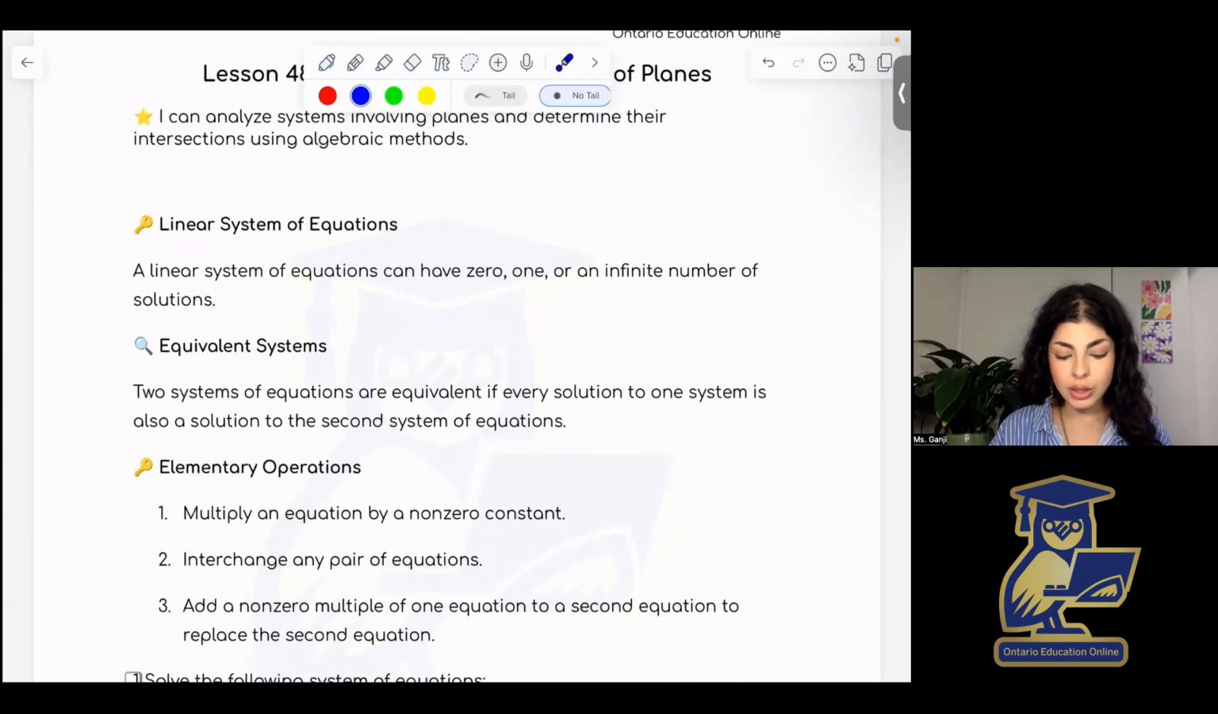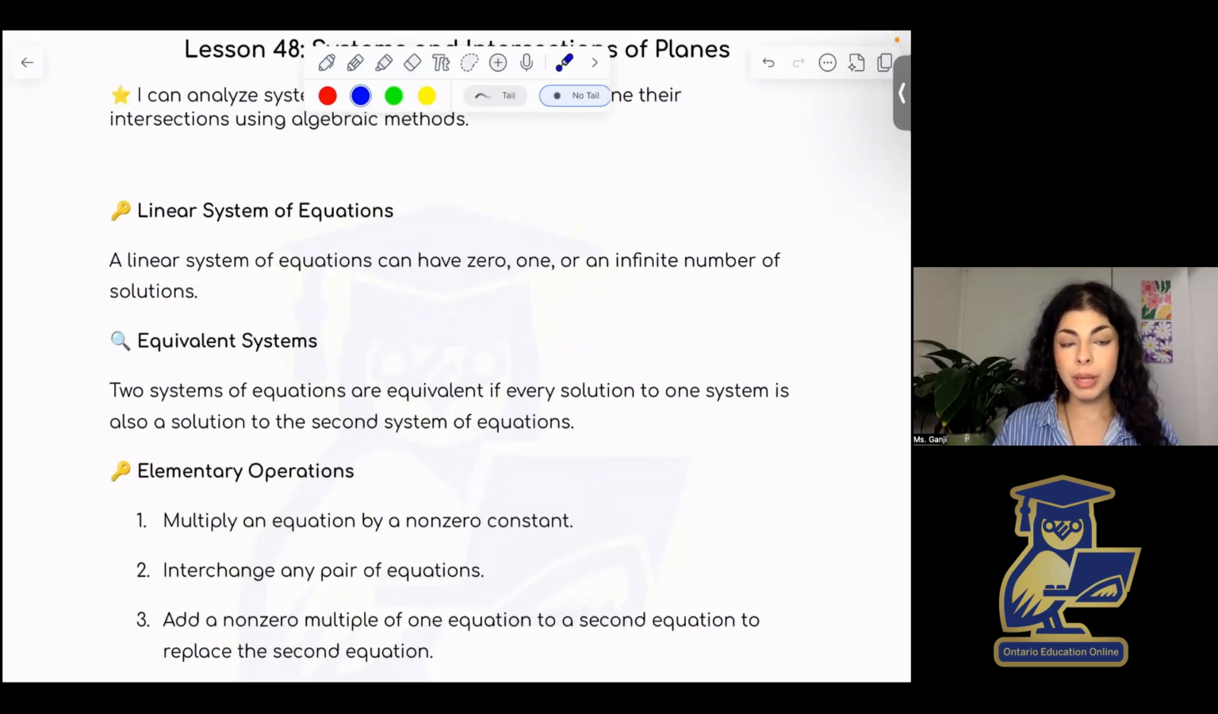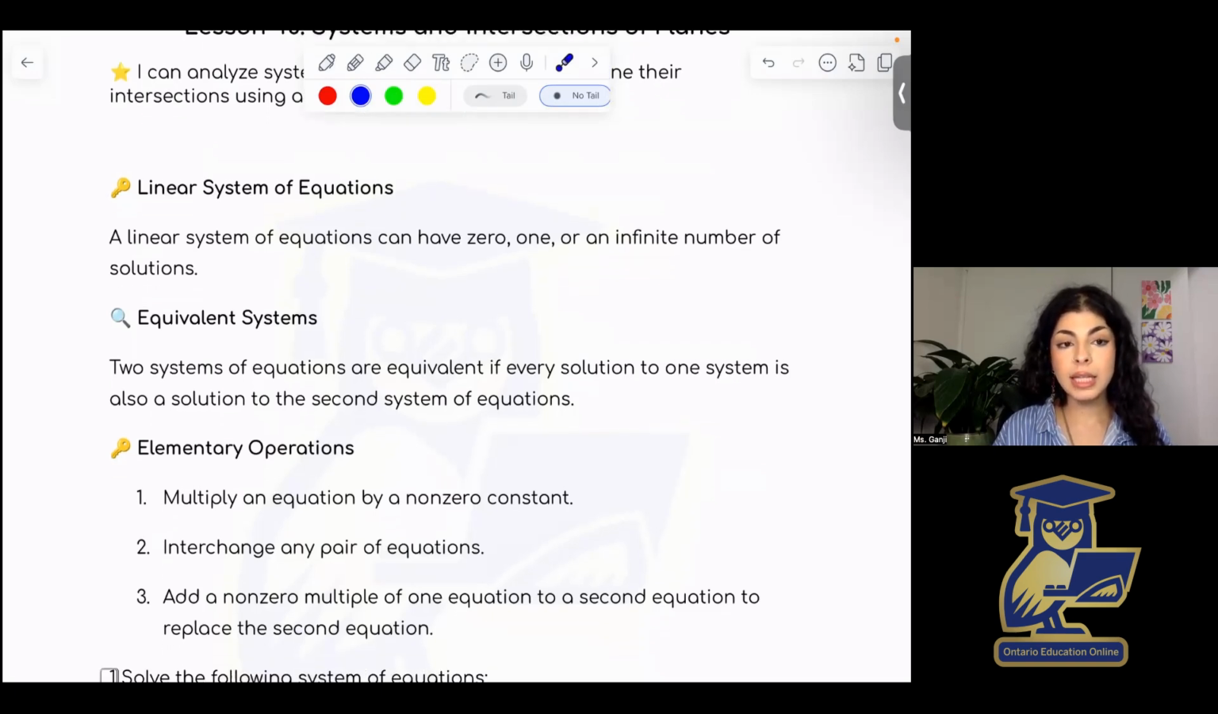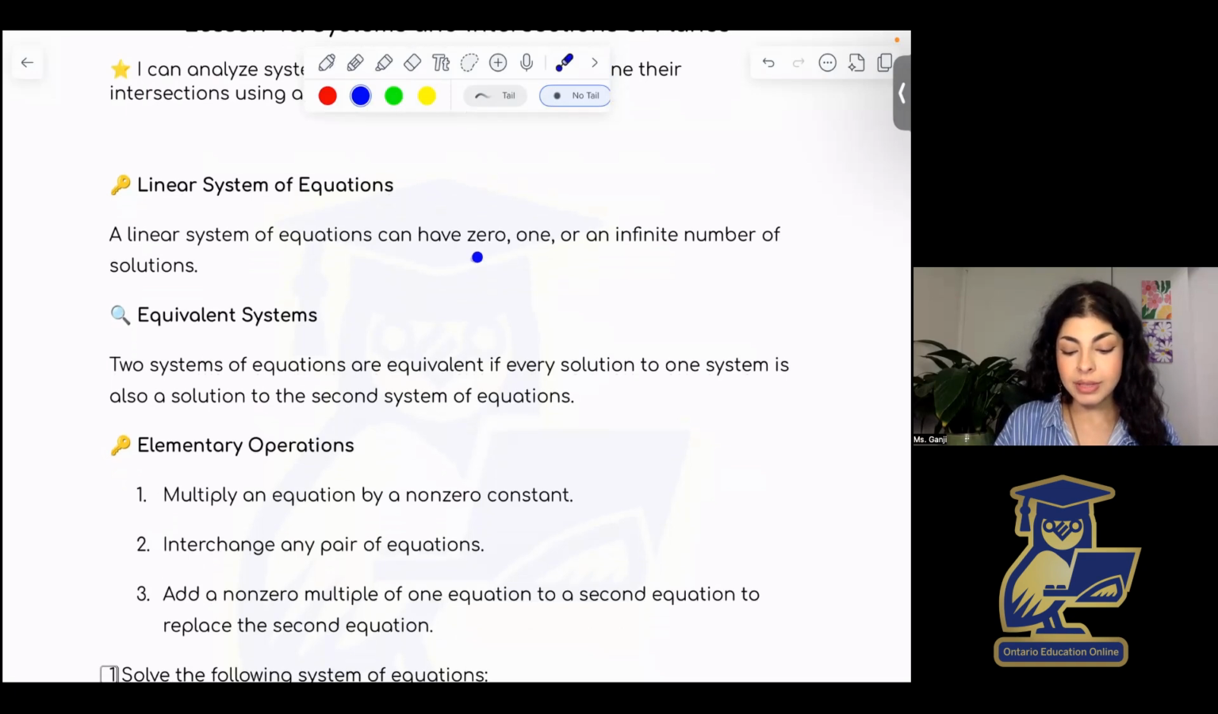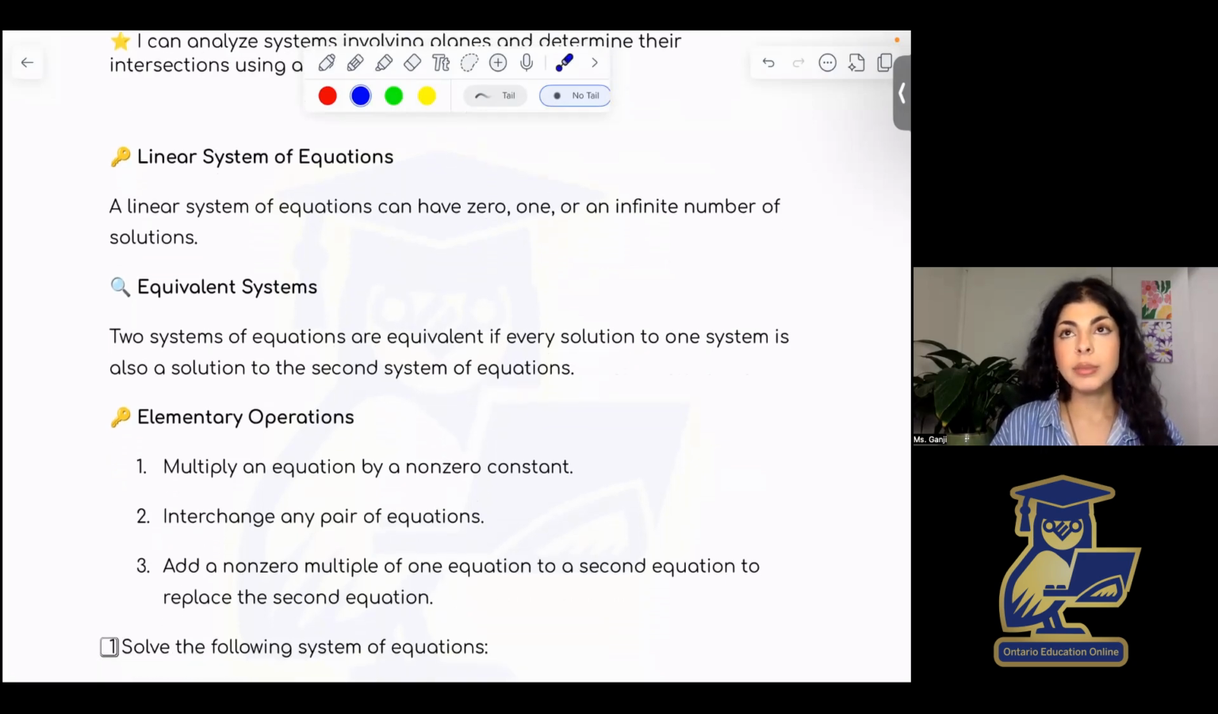So to start us off, we are doing a bit of definition. A linear system of equations is a system that can have 0, 1, or an infinite number of solutions. And we kind of already saw this when we were looking at intersections of lines and planes, or a line with another line. And equivalent systems are two systems of equations that have the exact same solution. So any solution to one system will be a solution to the other system as well.